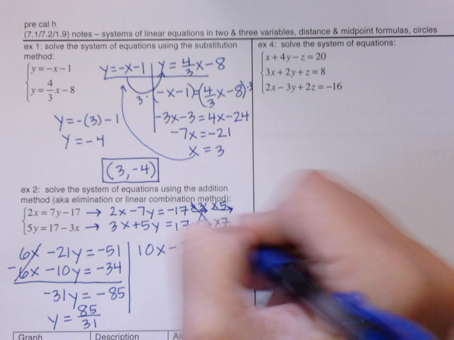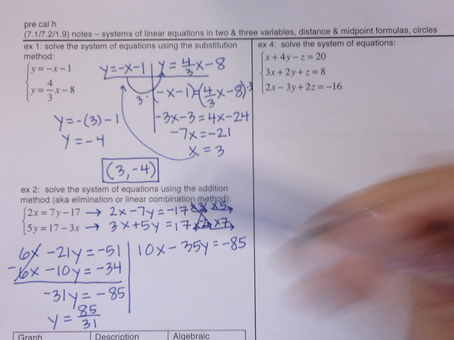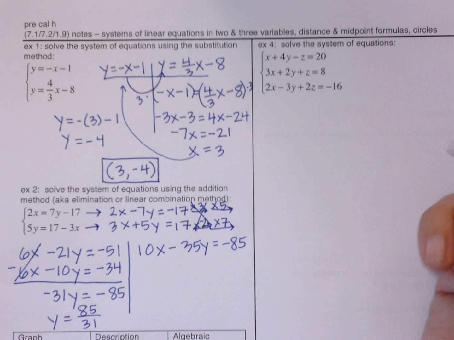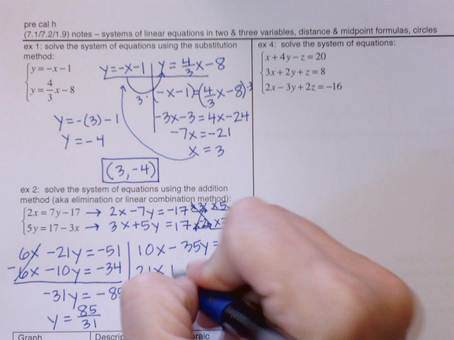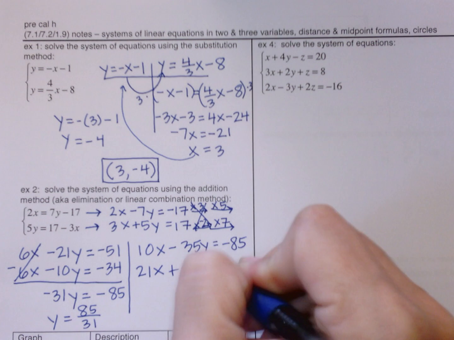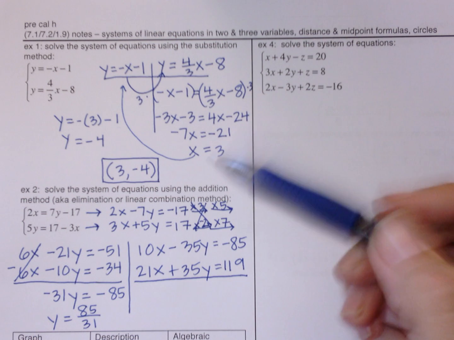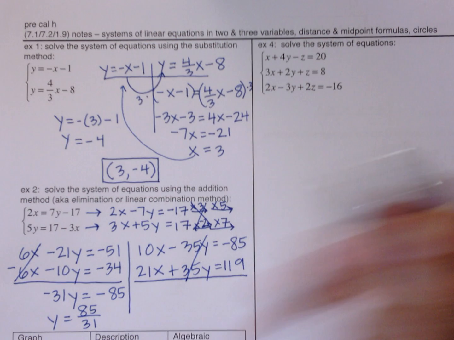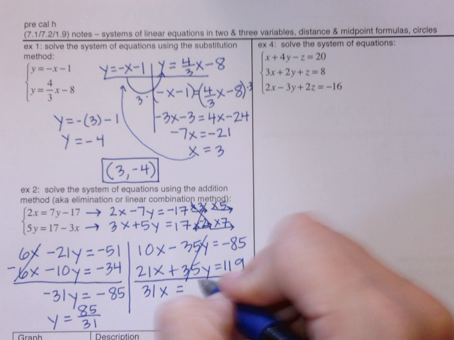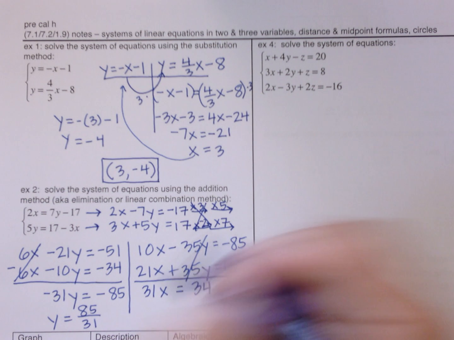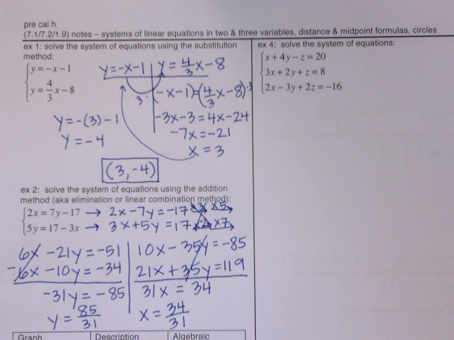I don't have to worry about multiplying either of those by a negative number because these already have opposite signs. So when I multiply that by 7, I get 21x plus 35y equals 119. And you can see I have opposites here now with my y's, so those cancel out. And I get 31x equals 34. So x equals 34 over 31, which is also a fraction.